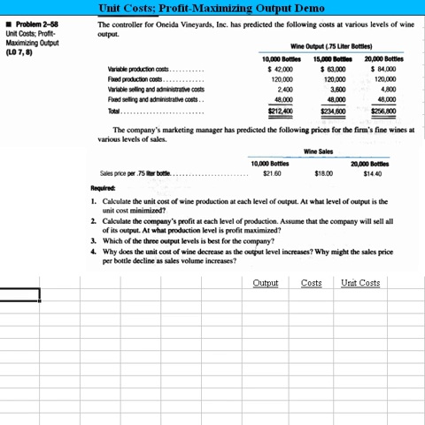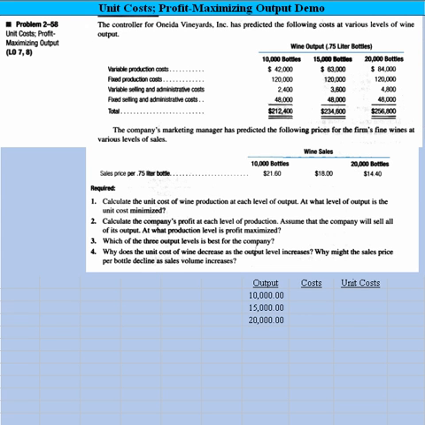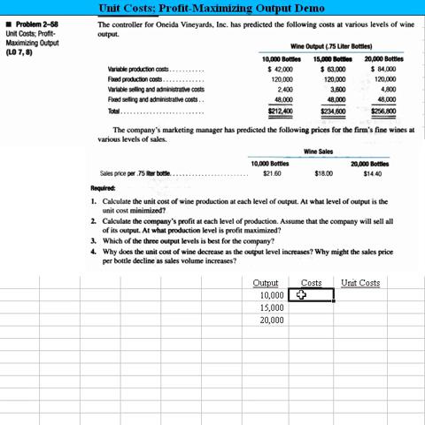The first requirement is to calculate the unit cost of wine production at each level of output. Okay, well, the level of output appears right there, 10,000, 15, and 20,000 bottles. Why don't we enter that? That's 15,000 bottles and 20,000 bottles. Okay, let me format this all with no decimal places, and we'll adjust it as we need to when we get there. Alright, now we need to calculate the unit cost.